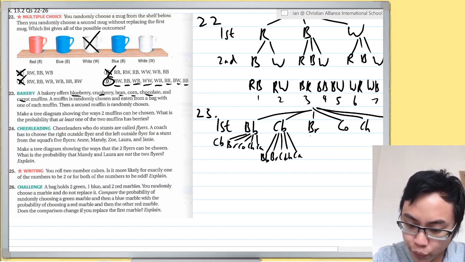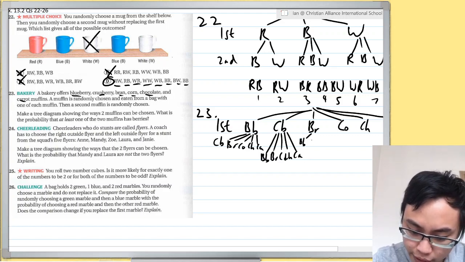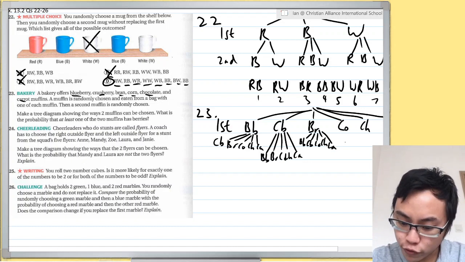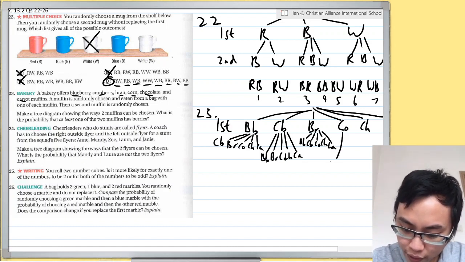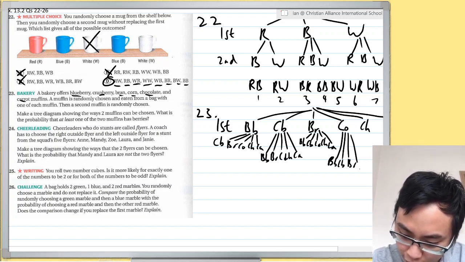If I chose bran the first time, then I can have blueberry, cranberry, corn, chocolate, and carrot. If I chose corn the first time, then we can have blueberry, cranberry, bran, chocolate, and carrot.